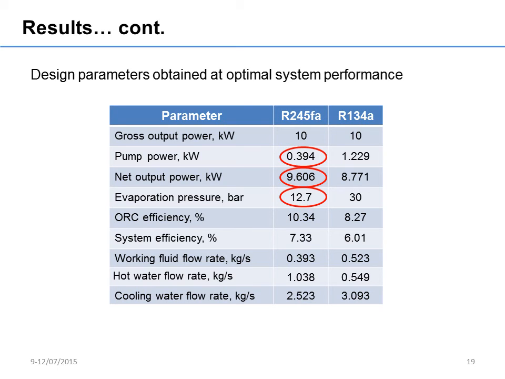The evaporation pressure for R245FA is less, so there is less safety consideration for the system components. Both the organic Rankine cycle efficiency and system efficiency are higher for R245FA. The working fluid mass flow rate is 0.393, which is less for the refrigerant R245FA, and this is the reason why the pump work is less.